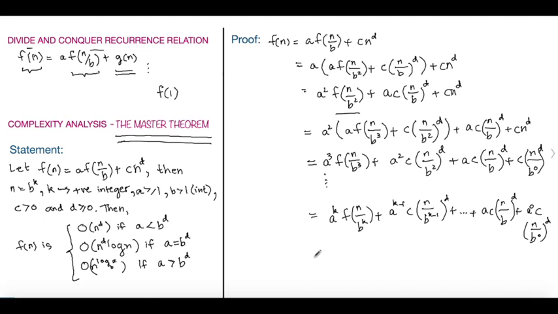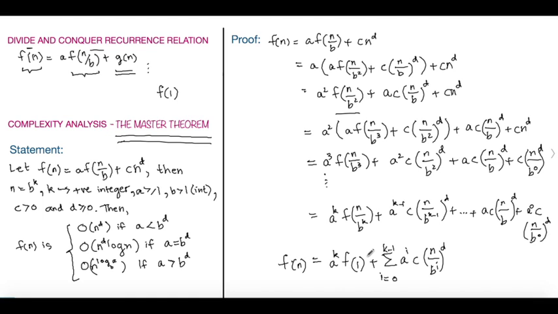Now let's write it as a summation. So this is equal to a to the k. Now n is what? n is equal to b to the k. So a to the k f of 1, correct? Plus summation i is equal to 0 to k minus 1, a to the i, c is there, n over b to the i, to the power of d. Correct? Okay, so this is the closed form expression of our f of n.